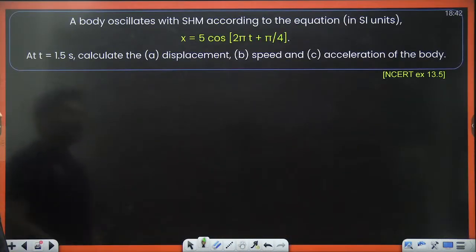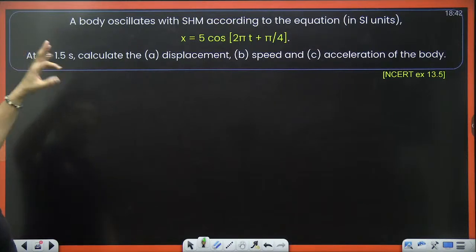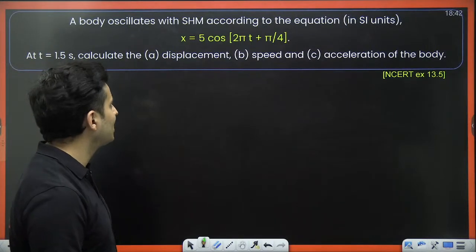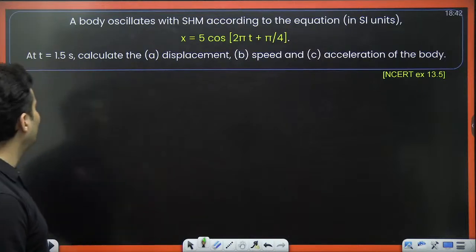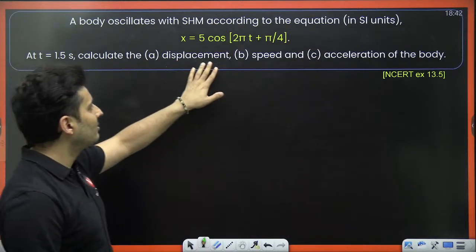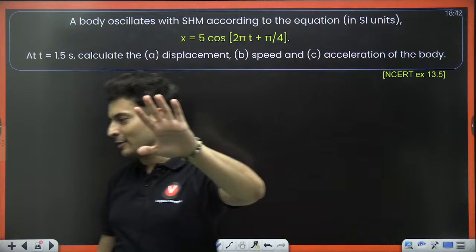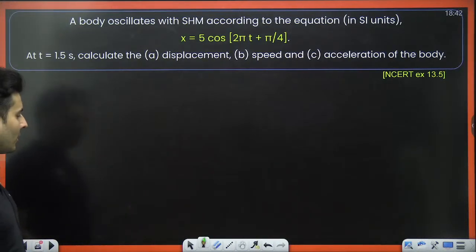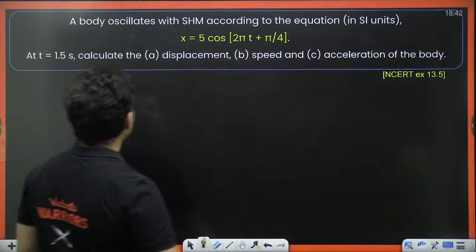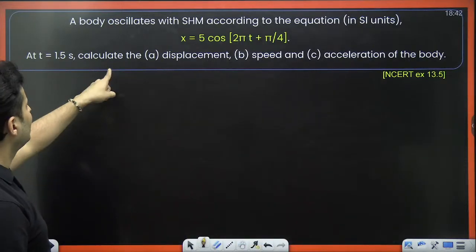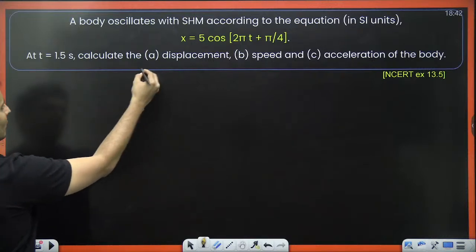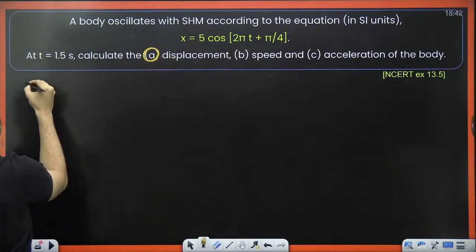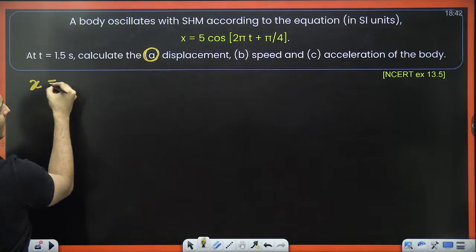So let's solve these questions. NCERT exercise 13.5: a body oscillates with SHM according to the equation x = 5 cos(2πt + π/4). At t = 1.5 s, find the displacement, speed and acceleration. That's the question. Let's solve this, everyone. First of all, at 1.5 seconds, find the displacement. So if we start off with this problem, x I want to find out.